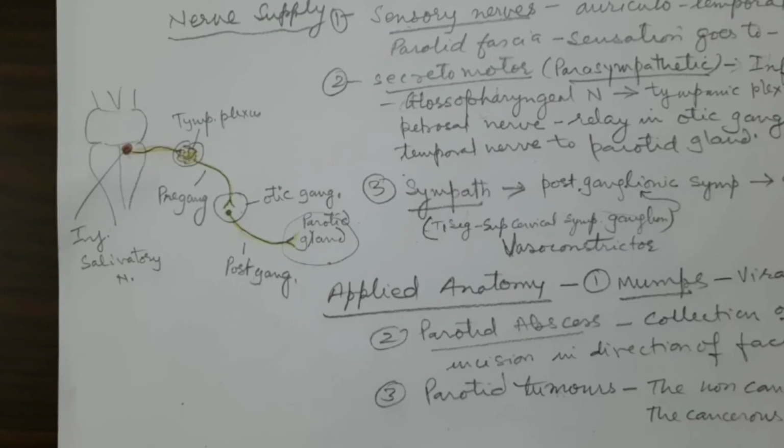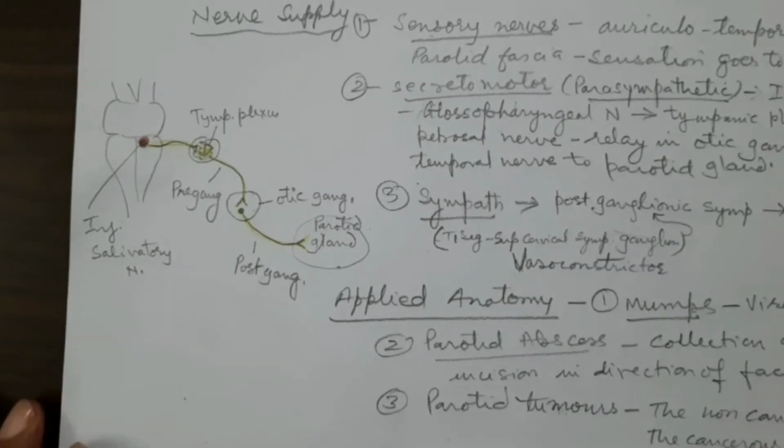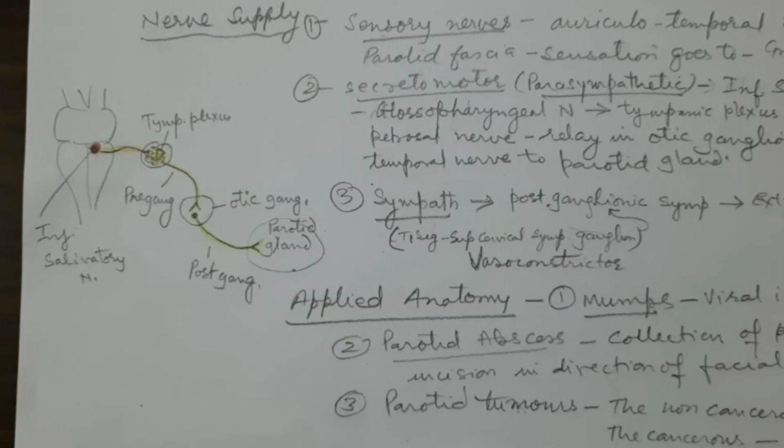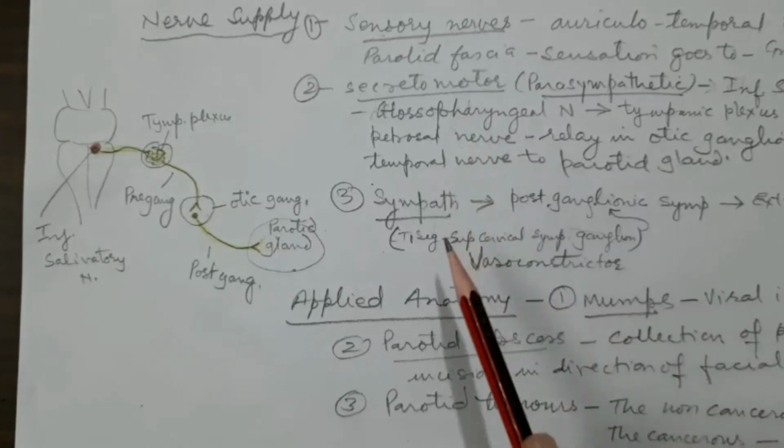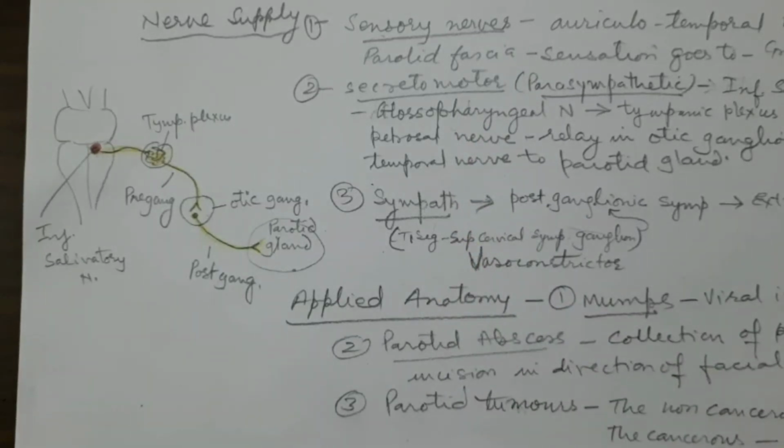to supply the finer blood vessels which are responsible for the blood supply, and its function is to act as a vasoconstrictor. That means the tunica media of these blood vessels which are supplying the parotid gland will be controlled by these sympathetic fibers. Okay, sympathetic. So there are three types of nerve supply: sensory, secretomotor, and vasoconstrictor fibers.